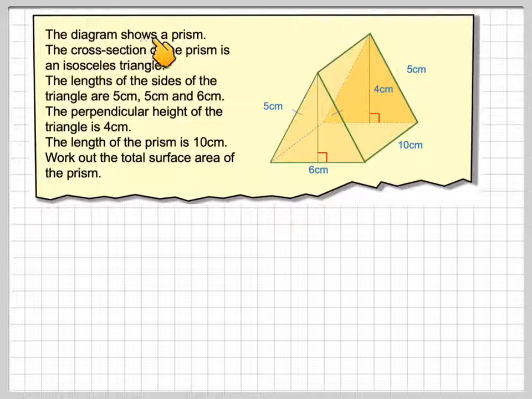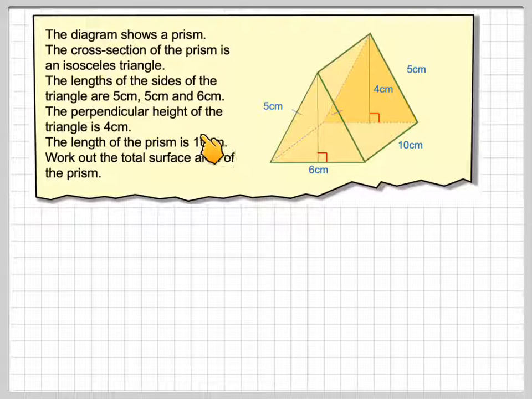The diagram shows a prism. The cross-section of the prism is an isosceles triangle. So here we have an isosceles triangle. The lengths of the sides of the triangle are 5, 5 and 6. This one will also be 5 because the triangle is isosceles, and the base here is 6.